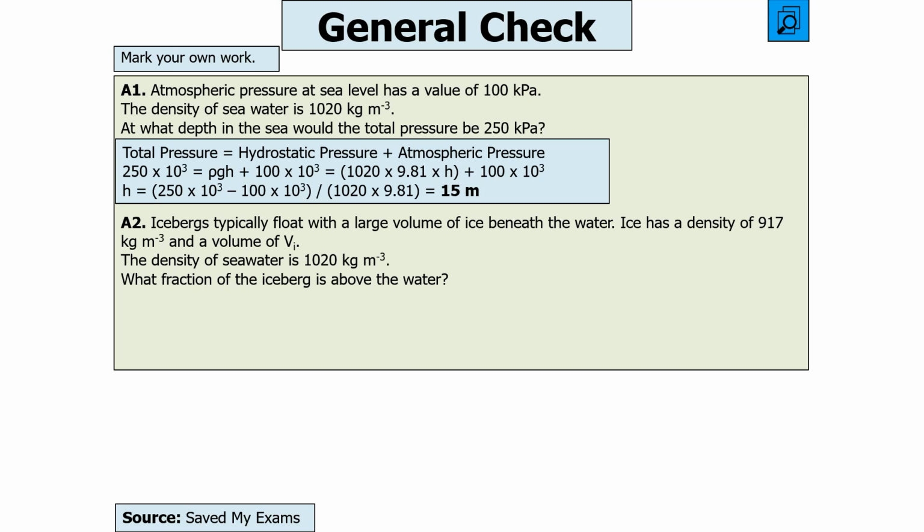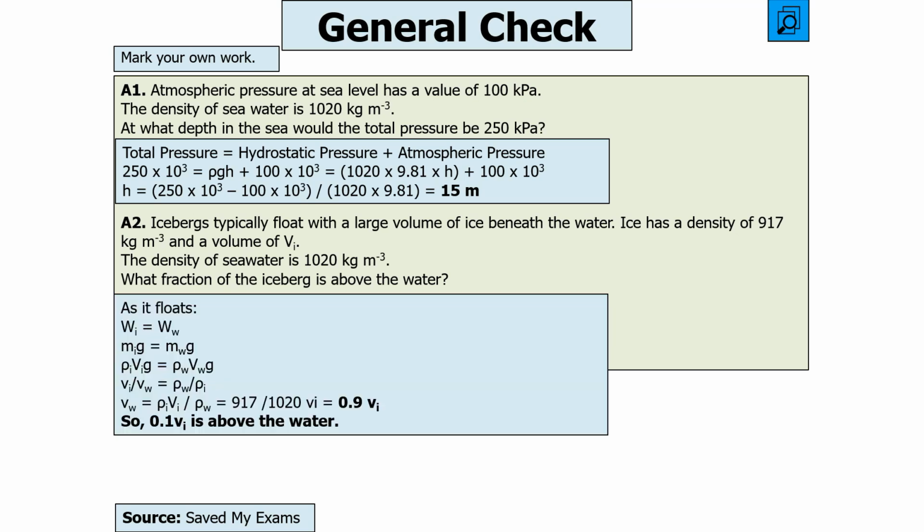Now in the next question we know that if an object floats, we can say that the forces on the object are balanced. So therefore the weight of the iceberg is going to be equal to the weight of the water. Now we know that weight is mass times gravity, and mass is density times volume. So we can say rho V g equals rho V g, one for the ice and one for the water. The g's will cancel through, and therefore we can ratio V ice over V water is equal to density of water over the density of ice.